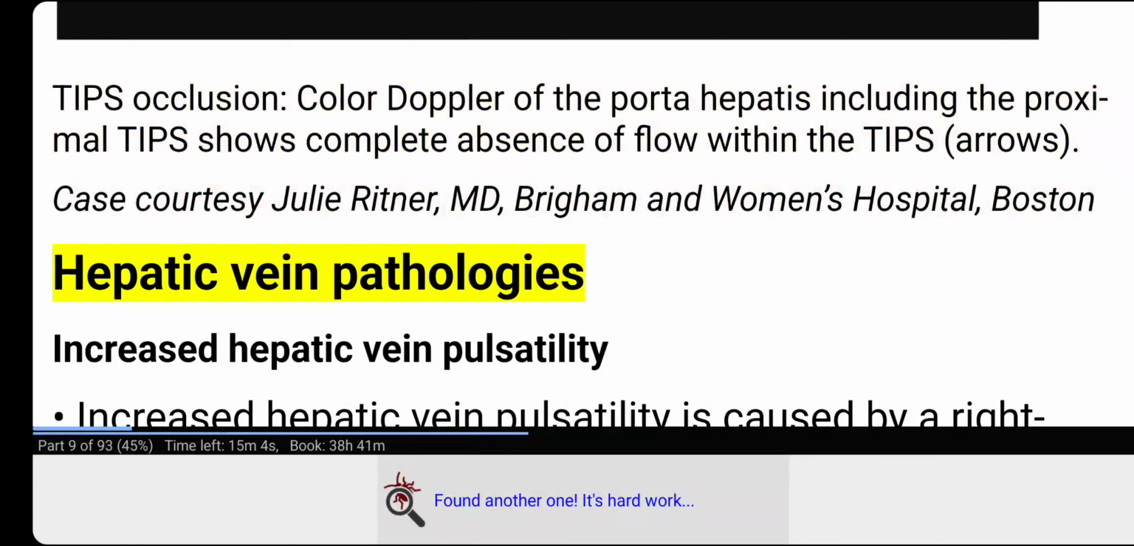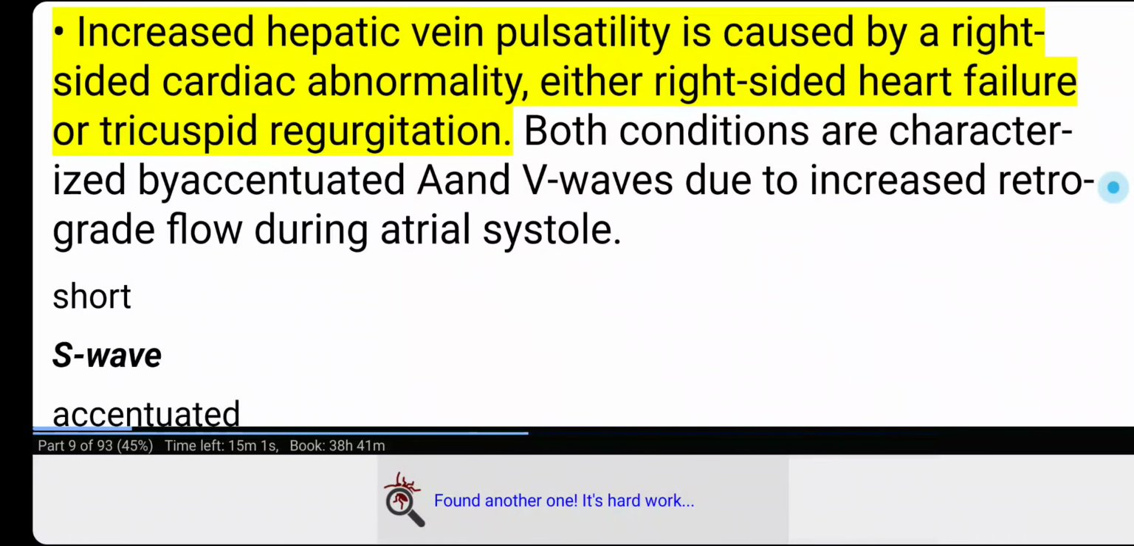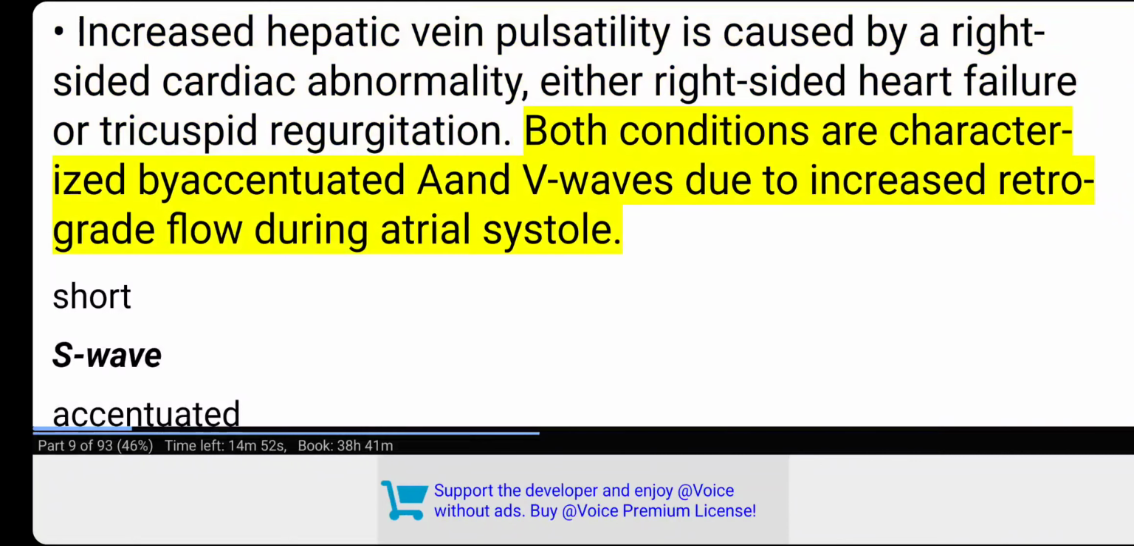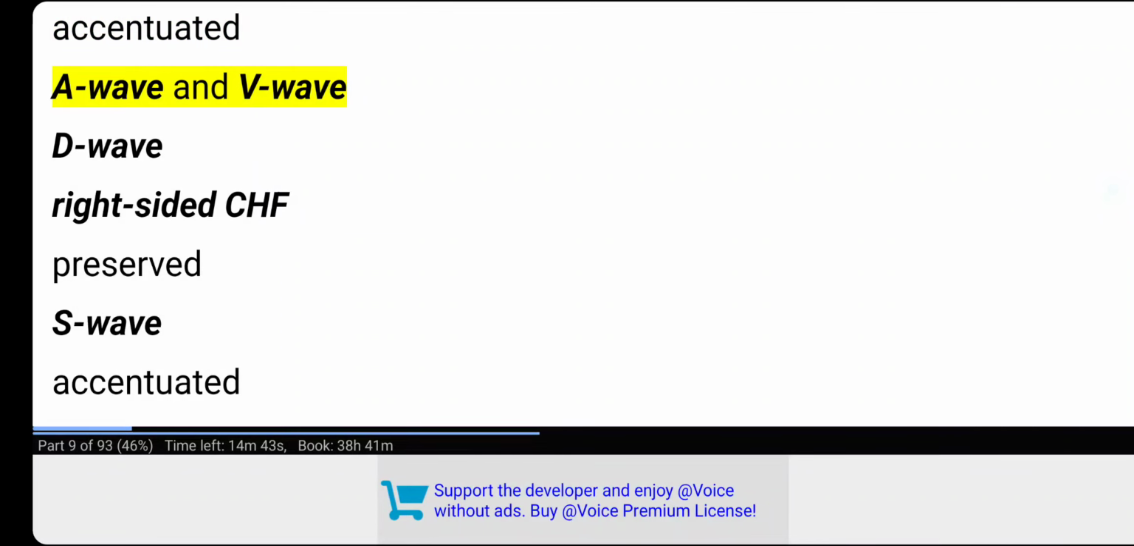Hepatic vein pathologies. Increased hepatic vein pulsatility. Increased hepatic vein pulsatility is caused by right-sided cardiac abnormality, either right-sided heart failure or tricuspid regurgitation. Both conditions are characterized by accentuated A and V waves due to increased retrograde flow during atrial systole. Short S wave. Accentuated A wave and V wave. D wave. Right-sided CHF.